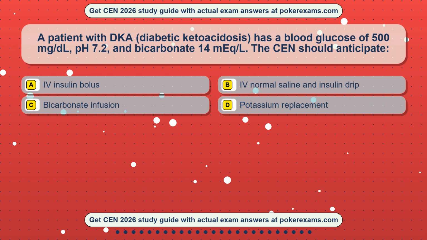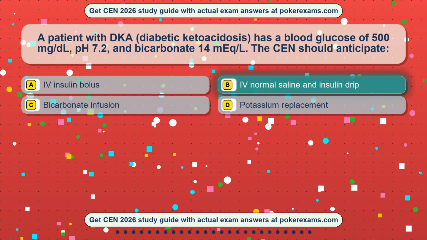Question 19. A patient with DKA, diabetic ketoacidosis, has a blood glucose of 500 mg/dL, pH 7.2, and bicarbonate 14 milliequivalent/L. The CEN should anticipate: Option A, IV insulin bolus. Option B, IV normal saline and insulin drip. Option C, bicarbonate infusion. Option D, potassium replacement.